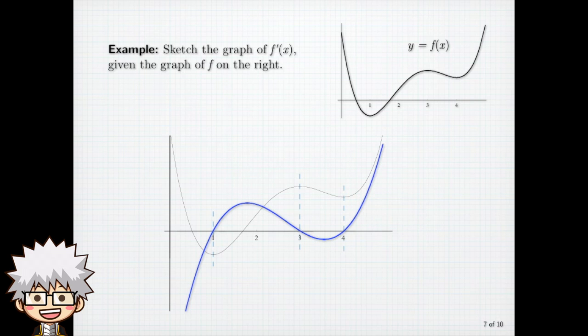And then we note that the slope of the graph of f simply becomes larger and larger, so the graph of the derivative is continued as we see here.